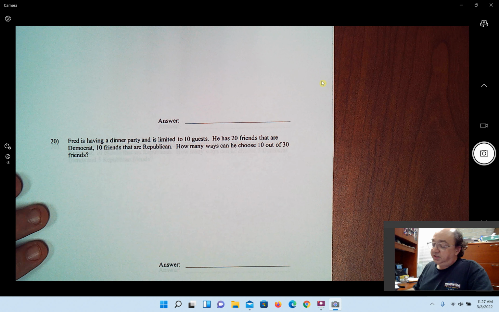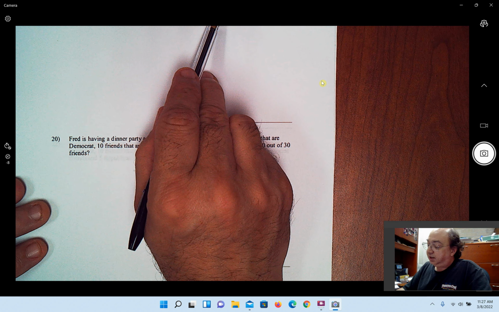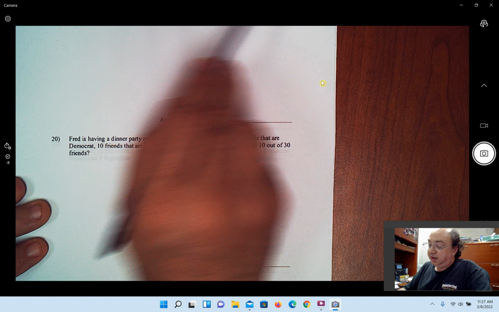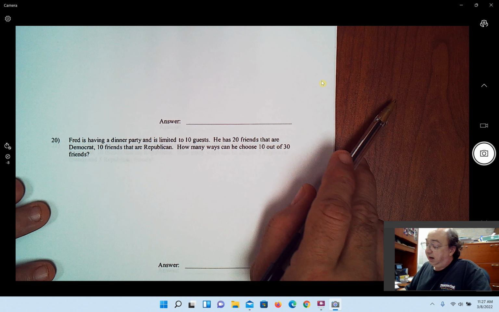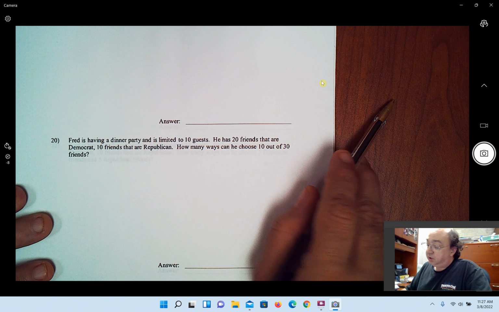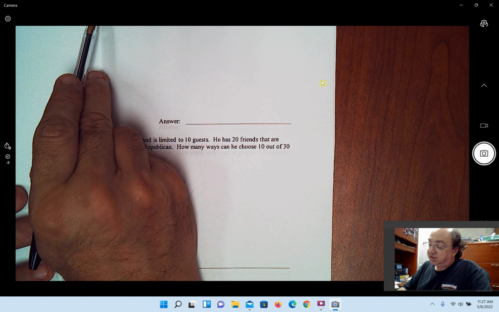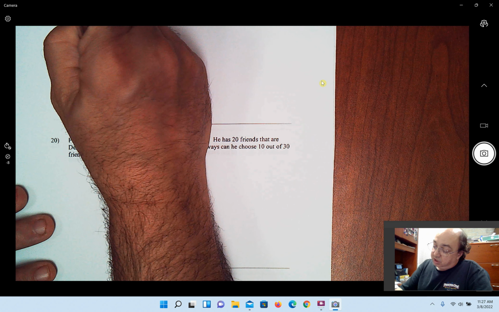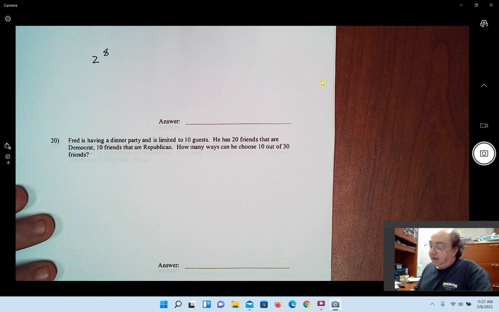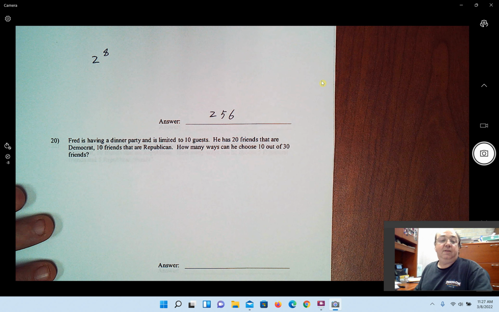All right, number 19, the most popular options for hamburgers are mustard, ketchup, onions, pickles, lettuce, tomato, cheese, and mayonnaise. How many different hamburgers can be ordered? So we've got 1, 2, 3, 4, 5, 6, 7, 8 items in my set. So that's going to be 2 to the 8th possible hamburgers, which is 256.